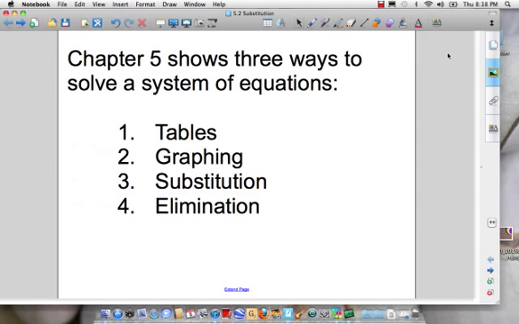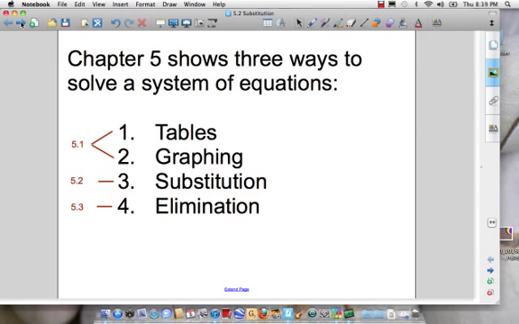By the end of Chapter 5, you'll have learned 4 different ways to solve a system of equations. You'll learn about solving them with tables, graphing, substitution, and elimination. Actually, Section 5.1 went through tables and graphing. This video is going to cover Section 5.2, which is substitution. And then after that, we'll look at yet another way called elimination. After that, you'll take a quiz on solving systems of equations.